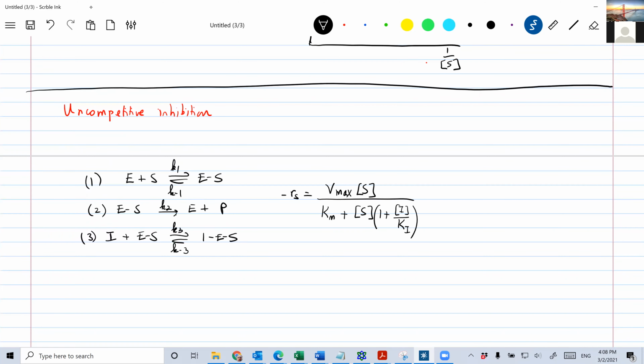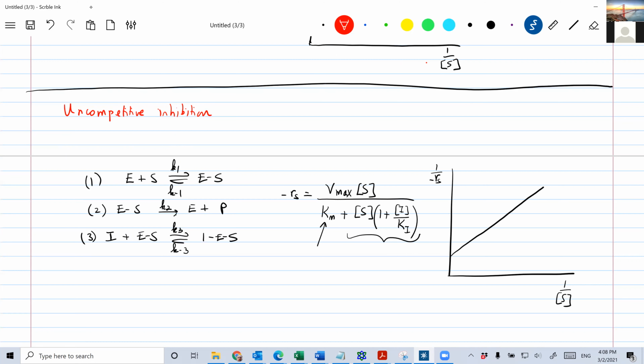So you can see that an uncompetitive inhibitor does not mess with the affinity of the enzyme for its substrate. It messes with the slope of the, not the slope, sorry, it messes with the y-intercept of the Lineweaver-Burk plot. So if you plot this, this is no inhibition, and this is going to be the uncompetitive inhibitor.